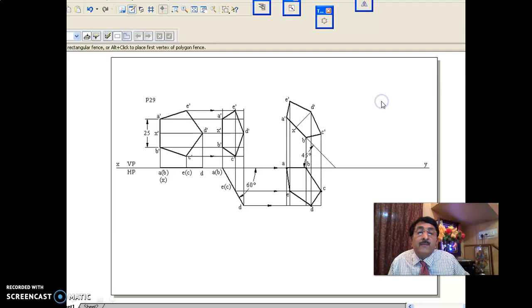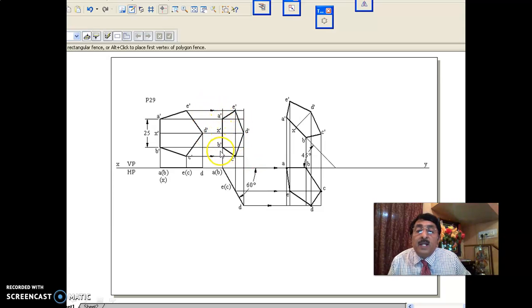Now you should understand, by looking at the problem itself, that we have started from the front view. You have started from front view means something is in VP. Now you first draw the front view, then the top view. Then look at the XY line always. AB is on XY line. That means edge is in VP. This is 60 degree, that is, the surface is inclined at 60 degrees to VP. In that way, you get the front view.